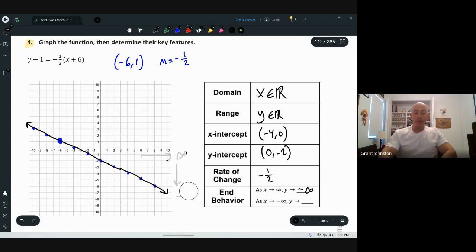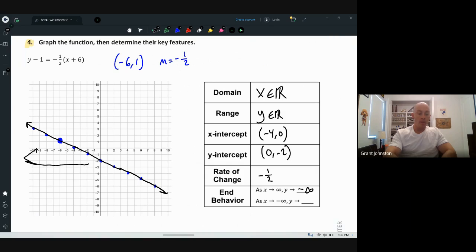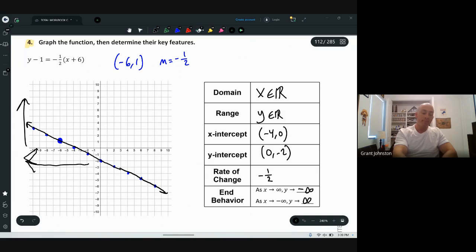Now, how about the other direction? As x goes to -infinity, as we go this way, it looks like the y is going up. So y is going to positive infinity. It's going up to positive infinity. So hopefully that end behavior makes sense.